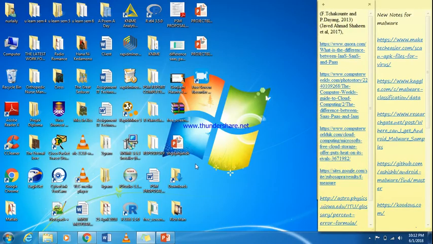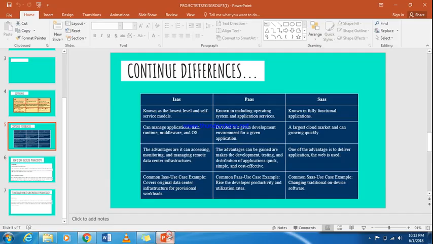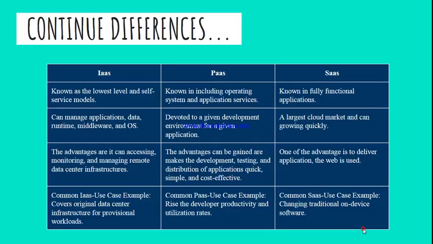Assalamualaikum. My name is Nolaili binti Abdul Jalil. Today, I would like to present about the differences in IaaS, PaaS and SaaS platforms. So, I will proceed to the first platform, which is IaaS.